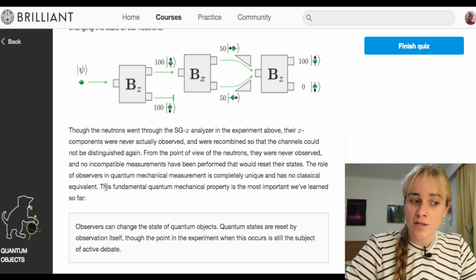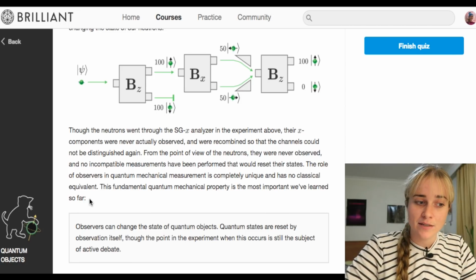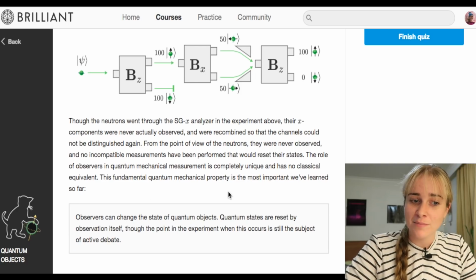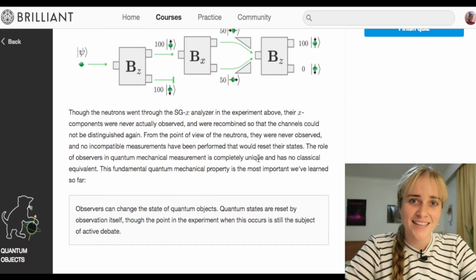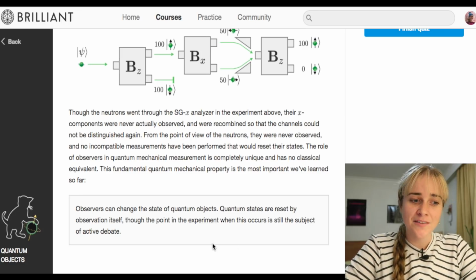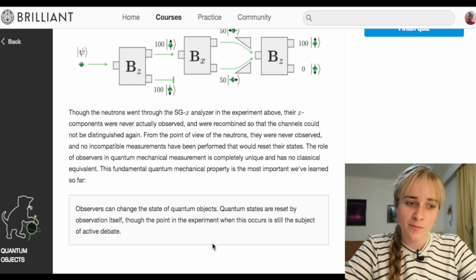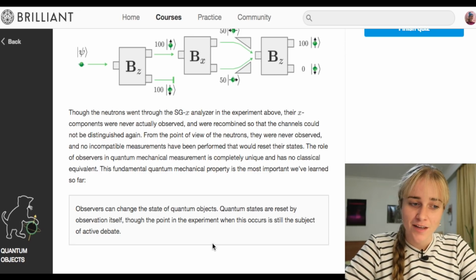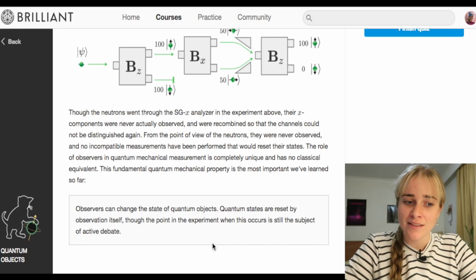The role of observers in quantum mechanics is completely unique and has no classical equivalent. This fundamental quantum mechanical property is the most important we've learned so far. So here's our third important idea in a box. I'll read it out. Observers can change the state of quantum objects. Quantum states are reset by observation itself, though the point in the experiment when this occurs is still the subject of active debate.